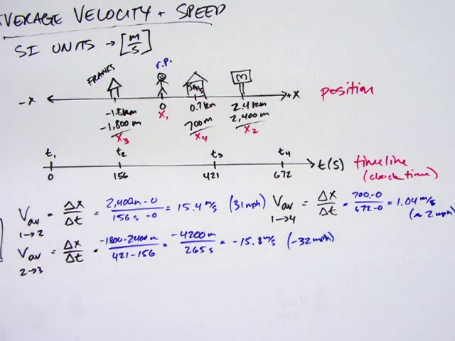All right, so that's average velocity. Notice average velocity can be negative. It's only where you started to where you ended in terms of position, divided by the time interval that elapsed.